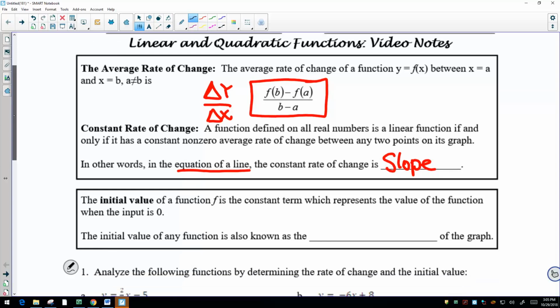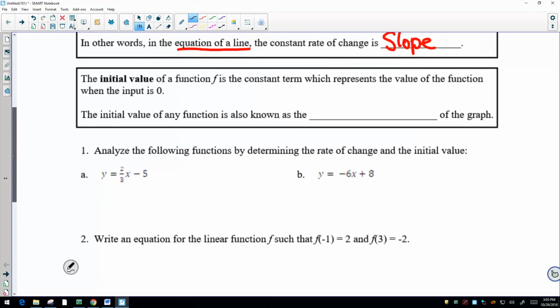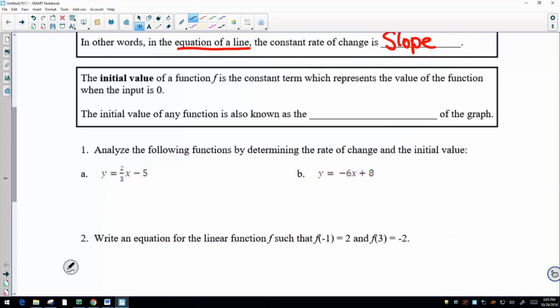Okay, so with equations of lines, not only do we have slope, but then we also had the initial value. The initial value of a function is that constant term, which represents the value of the function when the input is 0. So that's key to keep in mind. So that initial value, or when that input is 0, is known as our y-intercept. That's where it starts to cross the y-axis. That's typically where you would start to plot that equation. So different ways we could look at this.